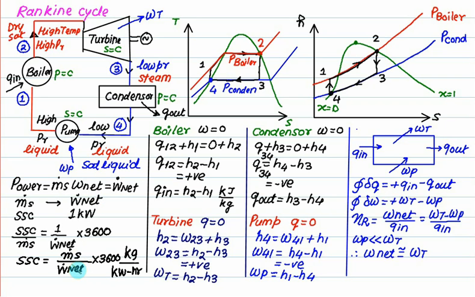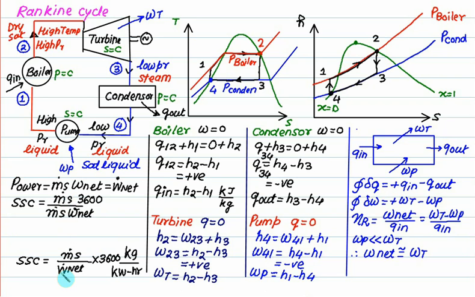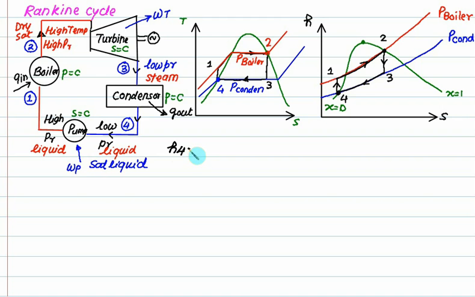So does it get cancelled? What is left is SSC is simply equal to 3600 divided by W net, since W dot net is replaced by m dot s into W net. So we have a simple formula to calculate SSC in kg per kWh. Equals H4 equals Hf at condenser pressure, and suppose if you know the condenser temperature, then you can use Cp of water as a shortcut formula multiplied by temperature of condenser, which must be in degrees Celsius. So we can very quickly calculate the value of H4.